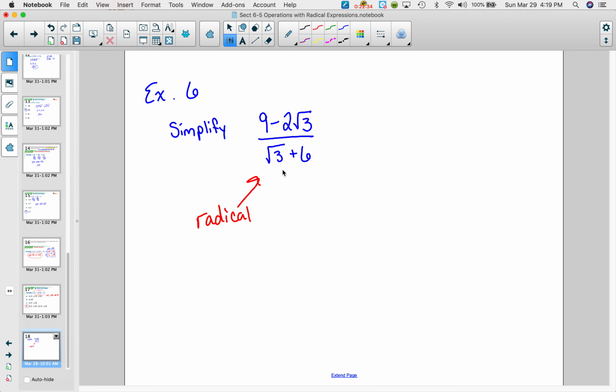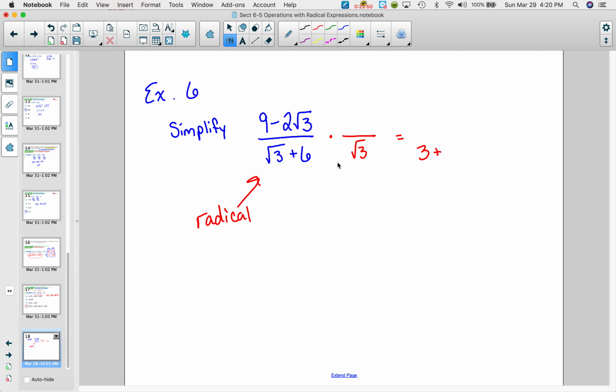So on previous problems, we just multiplied by the square root of 3 on the top and the bottom. But look what happens. Don't write this down yet. But look what happens if I multiply by the square root of 3. If I do that, now that cancels out because I would have to distribute this, and I'd have a 3.